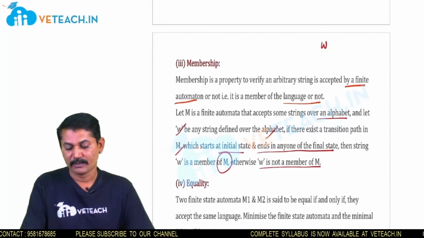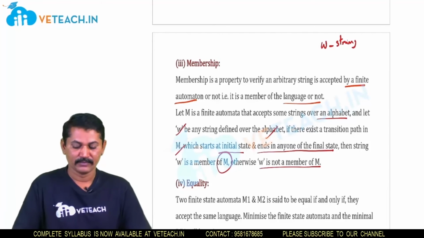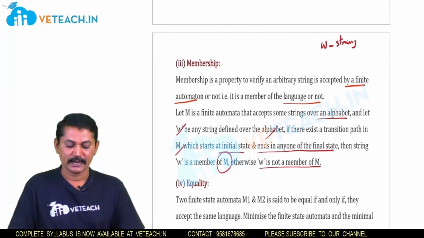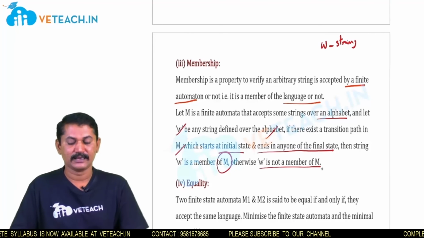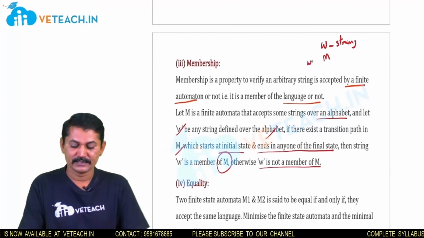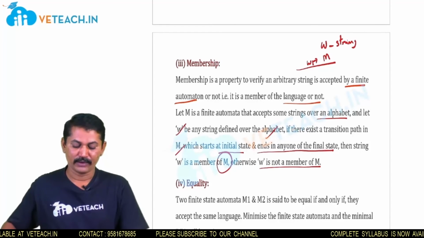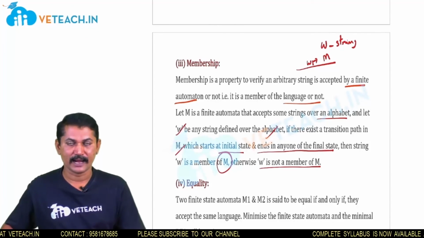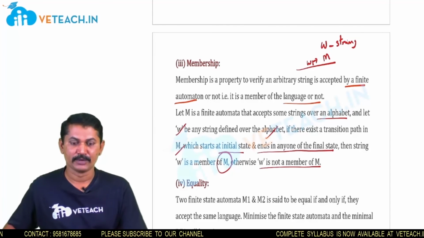So this is how we consider the given W, the string defined over the alphabet. If there exists a path from an initial state to a final state, then we can say that W is a member of M. If it is not like that, then we can say that it is not a member. This is how we can define membership.